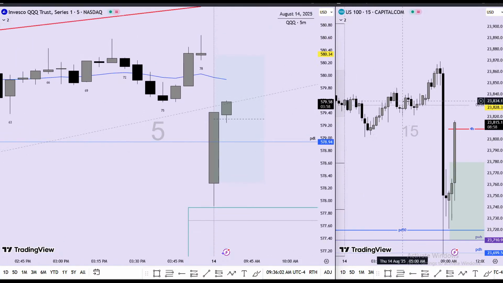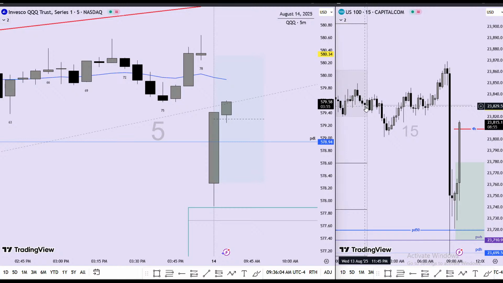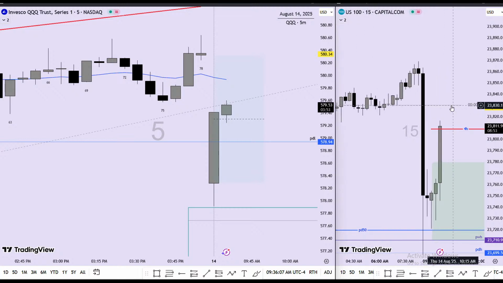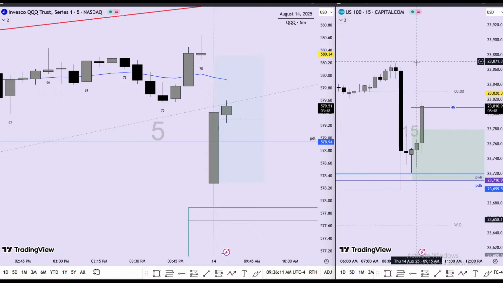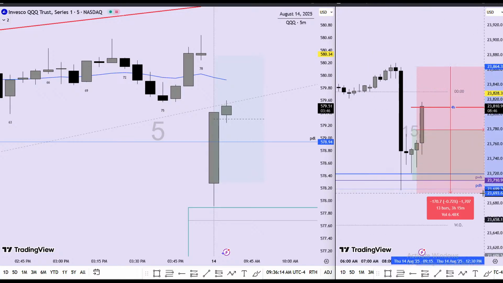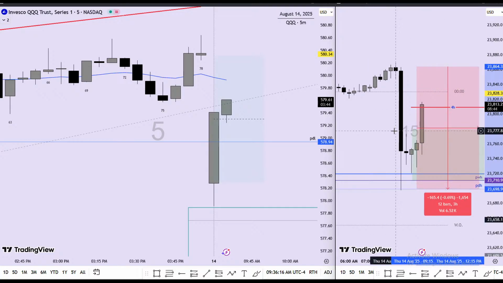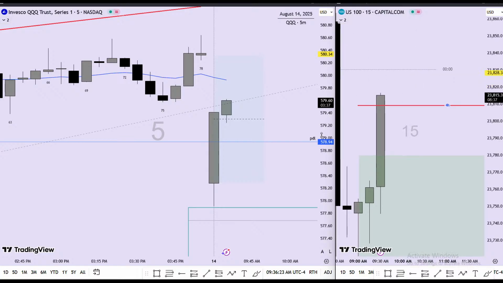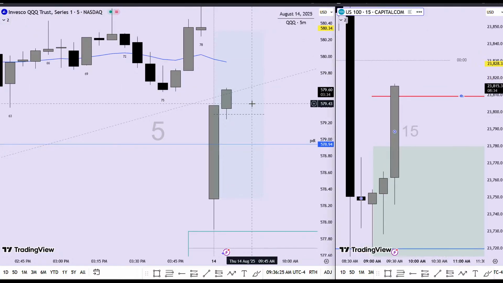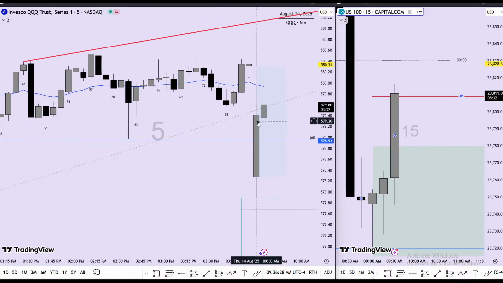Let's see the follow through. We are very close to the midnight open. We are above the 50% range of this 15 minutes range. That was the news candle. I don't think that the moving average on the 5 minutes will be respected.